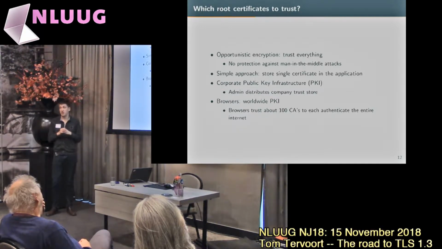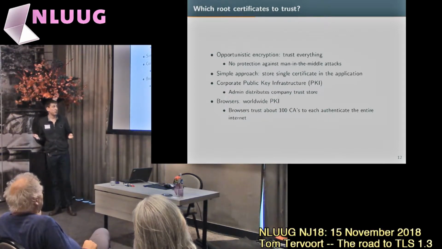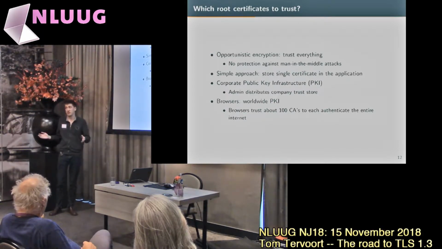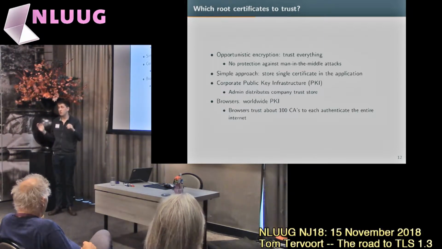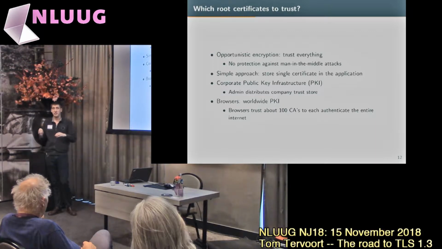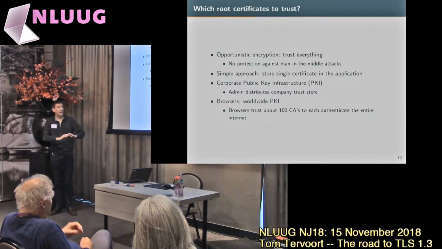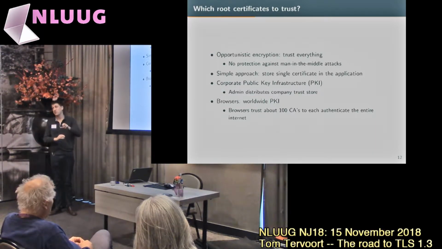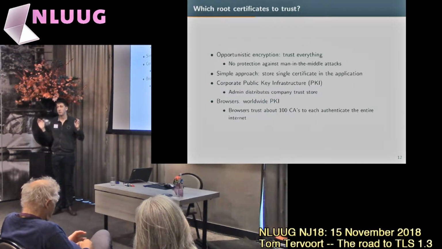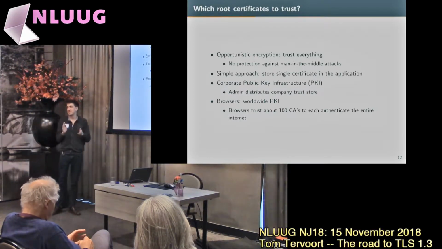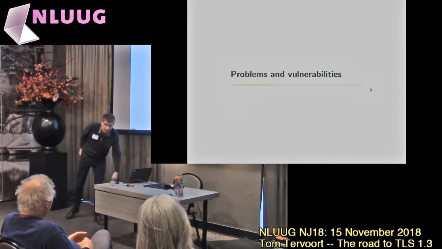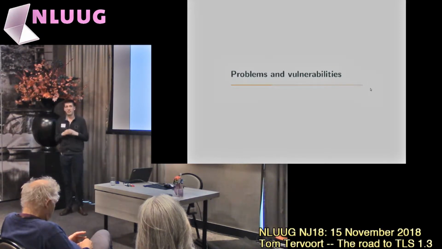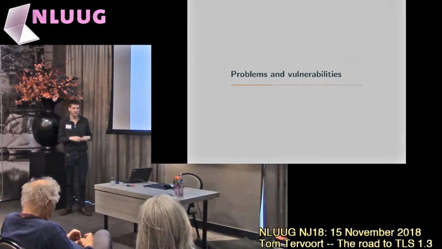But when you're just a regular end user and you're using a browser, you're probably relying on the worldwide public key infrastructure. And this basically means that there's about 100 different CAs that are already trusted by a browser or your operating system. Their root certificates are stored on your system. And every single one of these CAs can authenticate every single domain name on the entire internet. Of course, you can imagine this can cause a few issues in practice. And with that, we move into the next section, the problems and the vulnerabilities that have happened in the past.